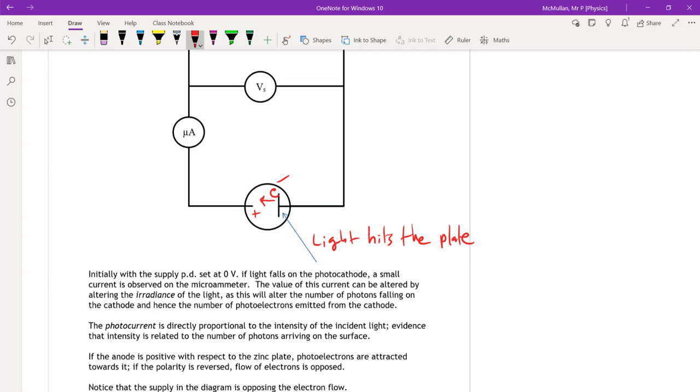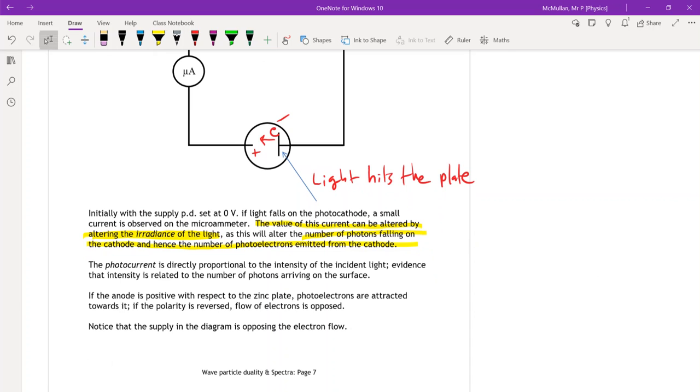So initially with the voltage set at 0, if light falls on the photocathode, a small current is observed in the microammeter. This value of the current can be altered by altering the radiance of the light. That means how much light is onto the plate. This will alter the number of photons falling on the cathode and hence the number of photoelectrons emitted. The photocurrent is directly proportional to the intensity of the incident light. Evidence that intensity is related to the number of photons arriving on the surface.